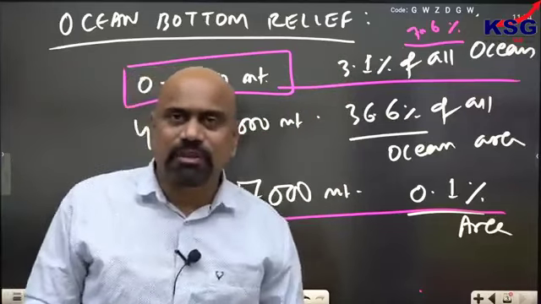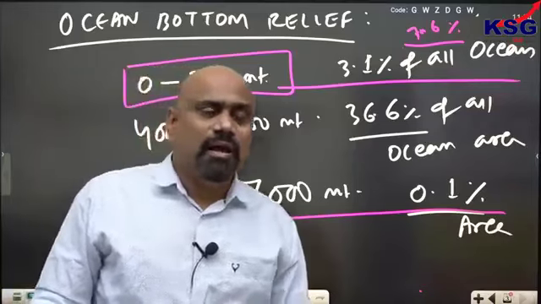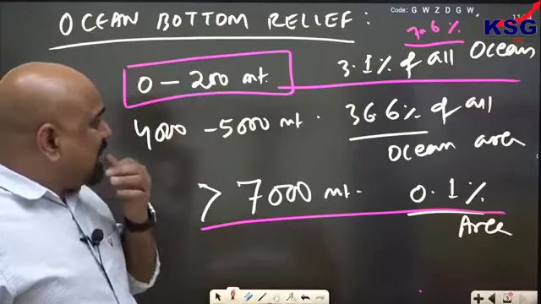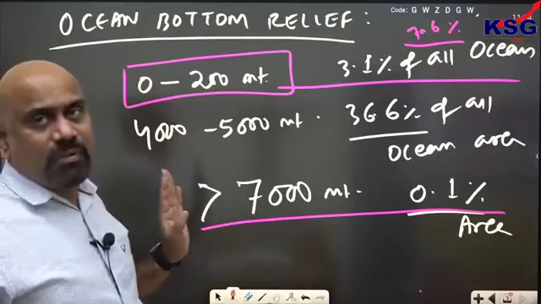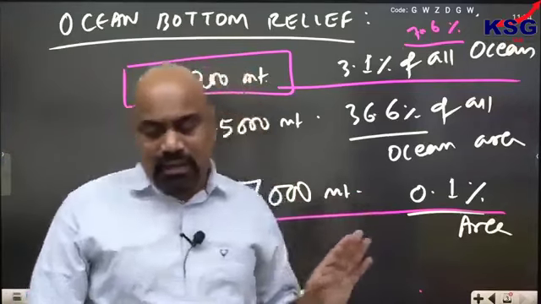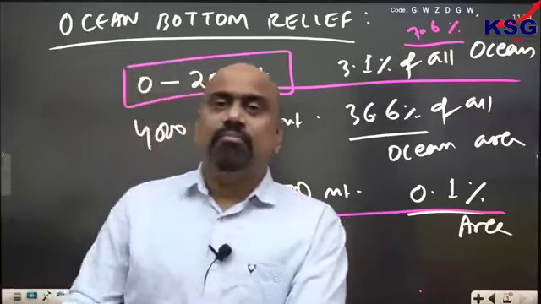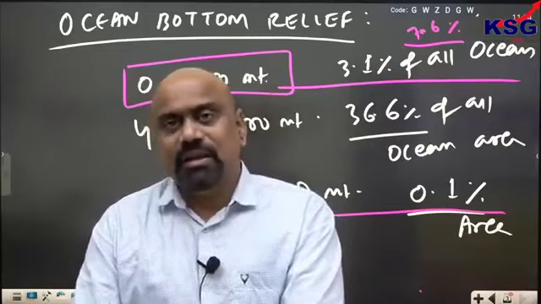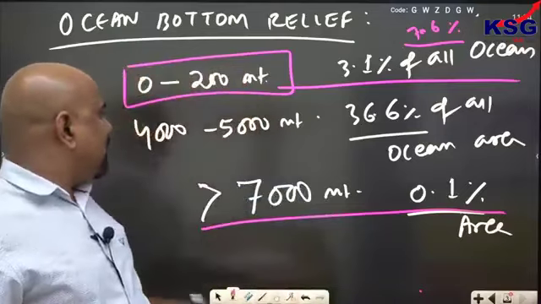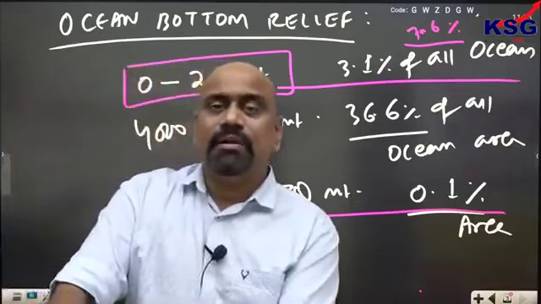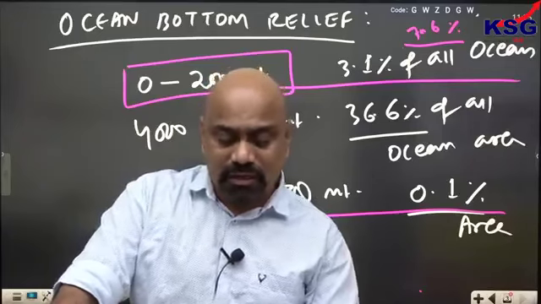I have just given a few things to show the extent of depth variation. It's not mandatory that you should know it, you don't need to memorize everything. Just remember that the majority area of the earth's ocean surface is in fact 4000 to 5000 meter depth. This is what I want to say.